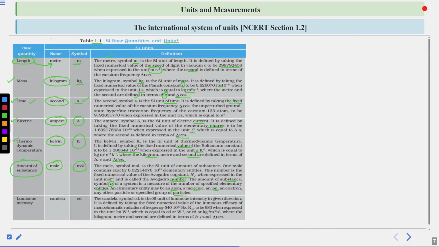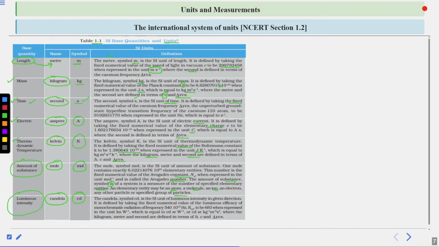Seventh is luminous intensity. The name is candela and the symbol is cd. It is the SI unit of luminous intensity.